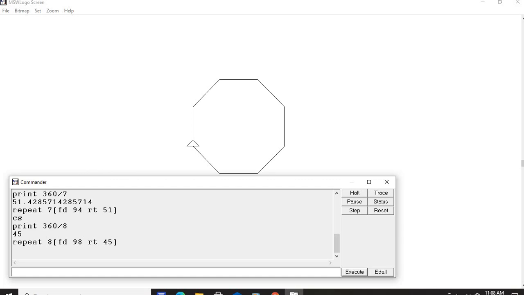So the repeat command is: repeat, number of sides, opening bracket, FD size, RT 360 divided by number of sides. That is the repeat command. For a triangle, the number of sides is 3. For a square, 4. For a pentagon, 5. For a heptagon, 7. And for an octagon, 8. All this is given in your book on page number 91. So that is for the class today. Thank you.